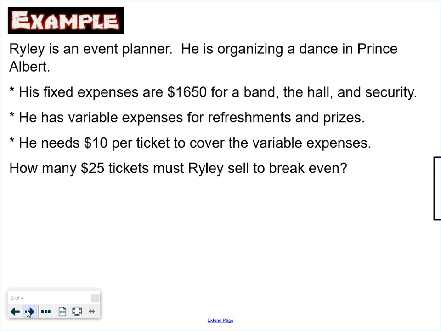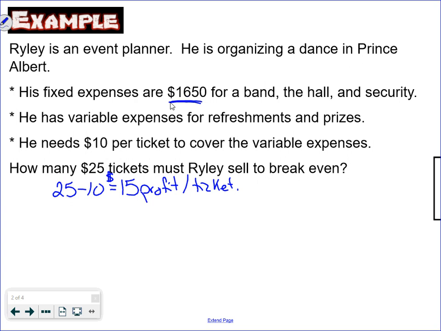So we know that he has to cover the cost of $1,650. The variable expenses for the refreshments are built into the ticket price. So we have to figure out how much money Riley actually makes when he sells a ticket. So $10 for each ticket goes to the refreshments and prizes. So the amount that he makes off of a $25 ticket is $15. So he's going to have a $15 profit per ticket.